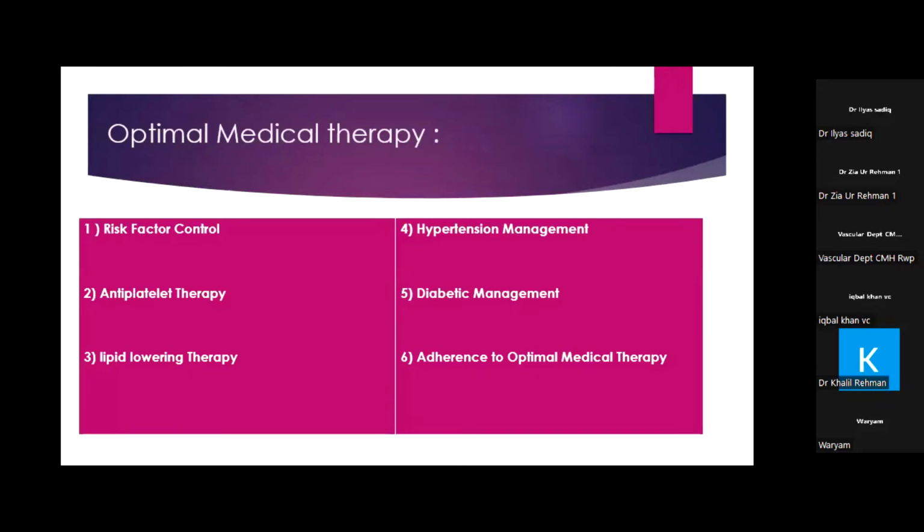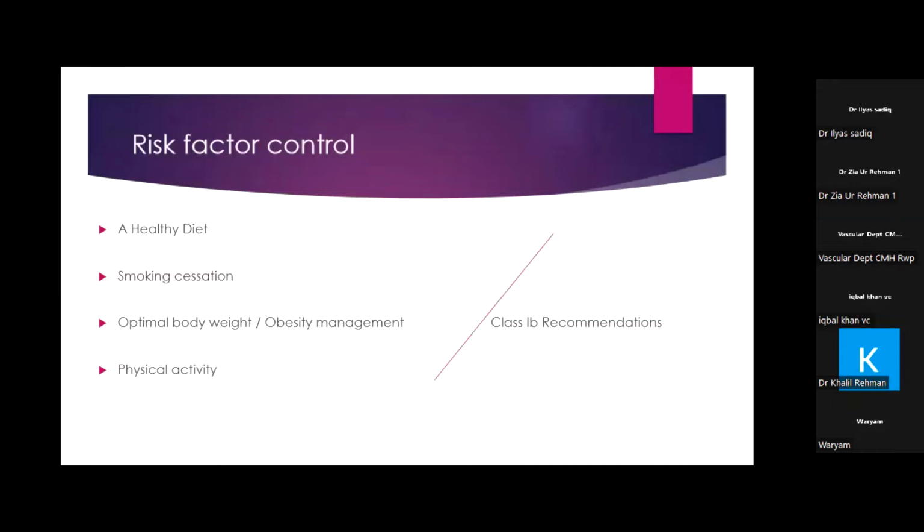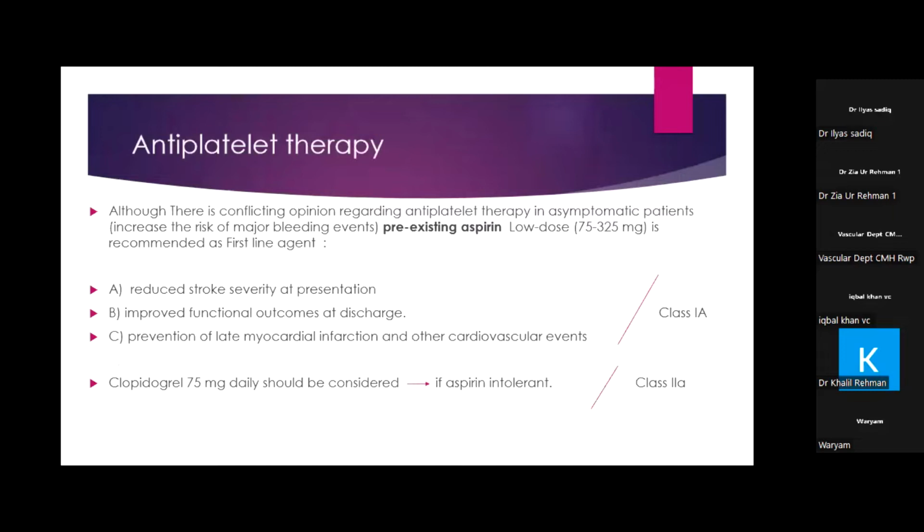Optimal medical therapy. Optimal medical therapy consists of risk factor control, antiplatelet therapy, lipid lowering therapy, hypertensive management, diabetic management, and adherence to the optimal medical therapy. Risk factor control basically consists of a healthy diet, smoking cessation, optimal body weight and obesity management, and physical activity. They are all classified as class 1B recommendations. That means they should be done for risk control.